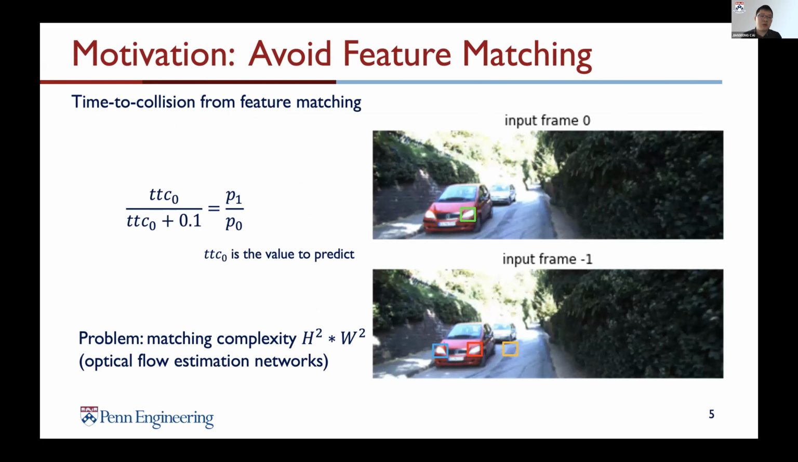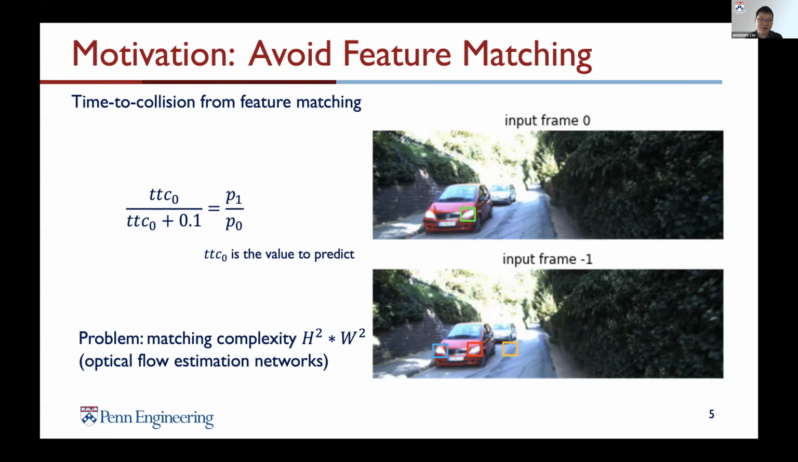The main motivation for this thesis is to avoid feature matching to speed up the time to collision prediction pipeline. With this equation, previous work employs a common way: first establish the pixel correspondence and then solve for the TTC values. For example, for the green pixel on the first frame, the common way is to first find out which pixel corresponds to the green pixel, in this case the red pixel on the second frame. Once we know this correspondence, we know P1 and P0, and then we can plug into the equation and solve for TTC.